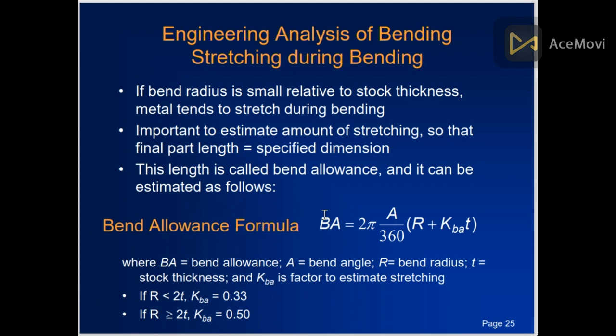The bend allowance formula is given by BA equals 2 pi A divided by 360 into R plus K_BA times T, where BA is the bend allowance, A is the bend angle, R is the bend radius, T is the stock thickness, and K_BA is the factor to estimate stretching. If R is less than 2T, then K_BA is equal to 0.33, but if R is greater than or equal to 2T, then K_BA is equal to 0.50.